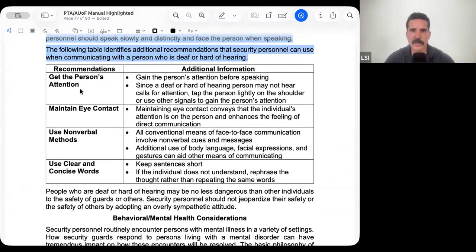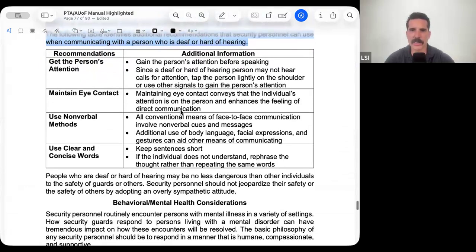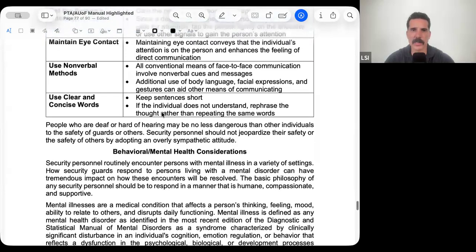All right, recommendations. Get the person's attention. Gain the person's attention before speaking. Since a deaf person or hard of hearing person may not hear calls for attention, tap the person lightly on the shoulder or use other signals to gain the person's attention. Making eye contact. Maintaining eye contact conveys that the individual's attention is on the person and enhances the feeling of direct communication.